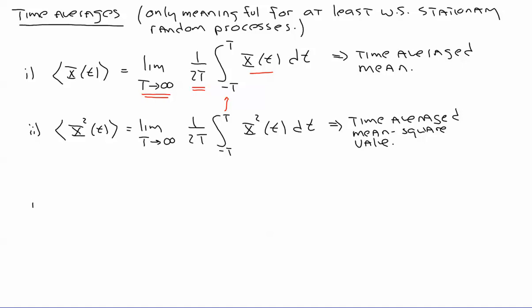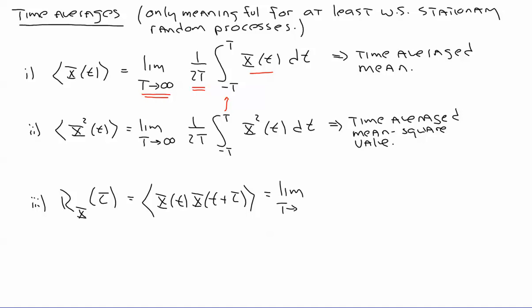And we're also going to be interested in the autocorrelation. The autocorrelation is a second order statistic, and for at least wide sense stationary random processes, my probability density function is a function of only a time difference parameter. So my autocorrelation is always going to be a function of a time difference parameter, and that is the time average of x of t times x of t plus tau, and this is the limit as T approaches infinity, 1 over 2T, integral minus T to T, x of t x of t plus tau dt. All right, this is the time averaged autocorrelation.